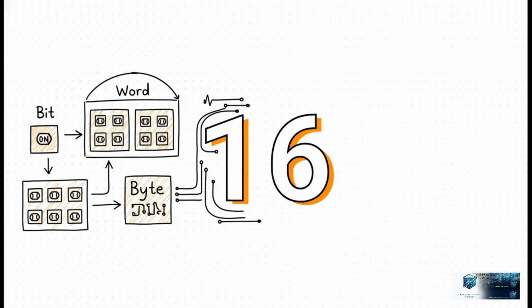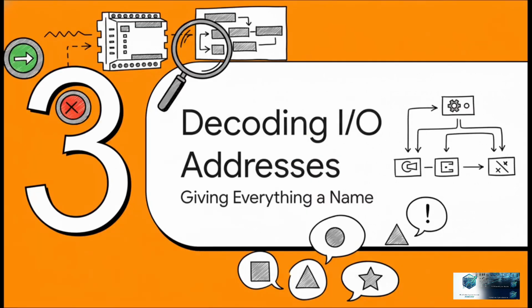This is exactly how a PLC builds up a detailed picture of the real world from a bunch of simple on-off signals. Okay, so now we get what the data looks like. But how does the PLC know where to find it, right? How does it tell the difference between the start button and the stop button if they're both just bits? It does this using a really clever system called addressing.